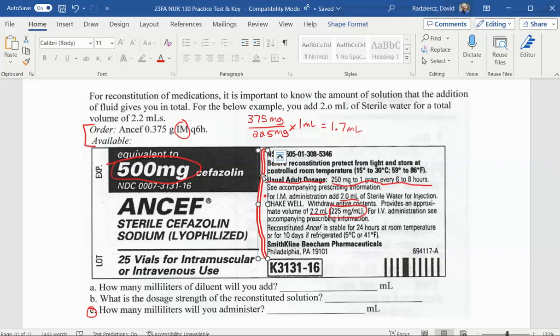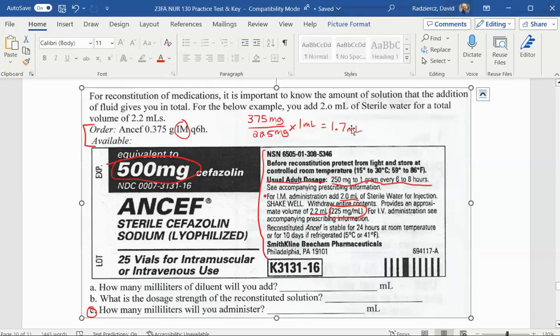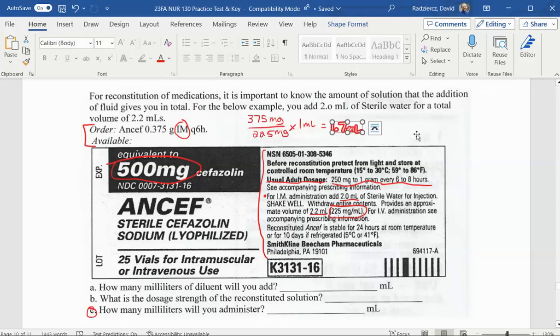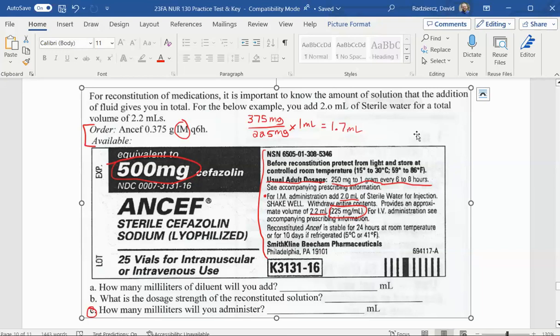Okay. And so when we look at the side label, what we're looking for is what I have circled here. We're looking for that 225 milligrams per milliliter, because that is the strength after it's been mixed with the sterile water. And that's the information we're going to use as our available for our calculation. So I would convert 0.375 grams to milligrams, divide by the 225, multiply by the 1, and then I'll get a rounded answer of 1.7 milliliters.